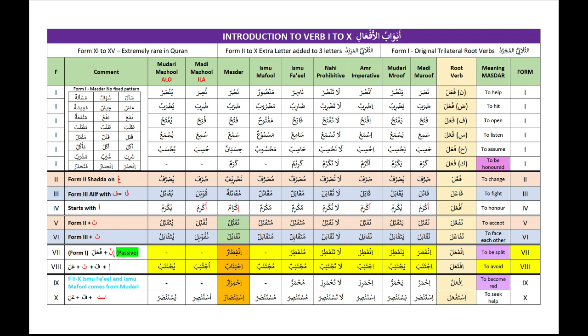Next is form 8, ijtanaba yajtanibu, ijtanib, la tajtanib. Mujtanibun, mujtanabun, ijtinabun, ujtuniba yujtanabu. Next is form 9, ihmarra yahmarru, ihmarir, la tahmarir, muhmarrun. No maful and no madi majhul or mudari majhul for form 9. So the masdar is ihmirarun.